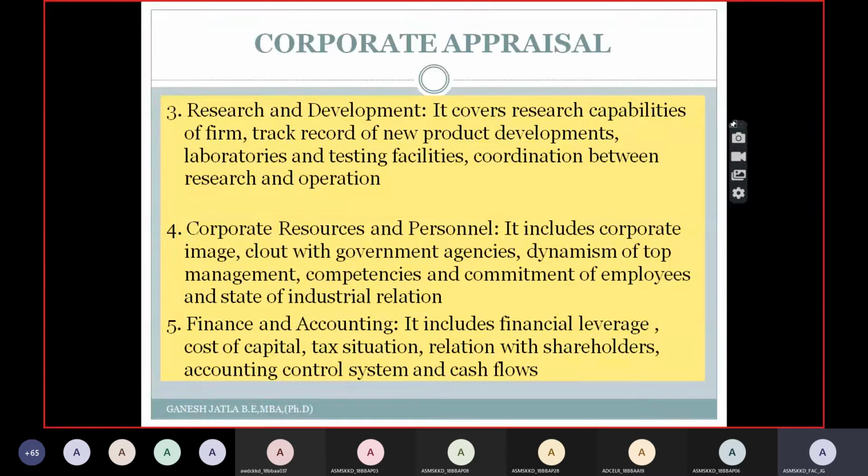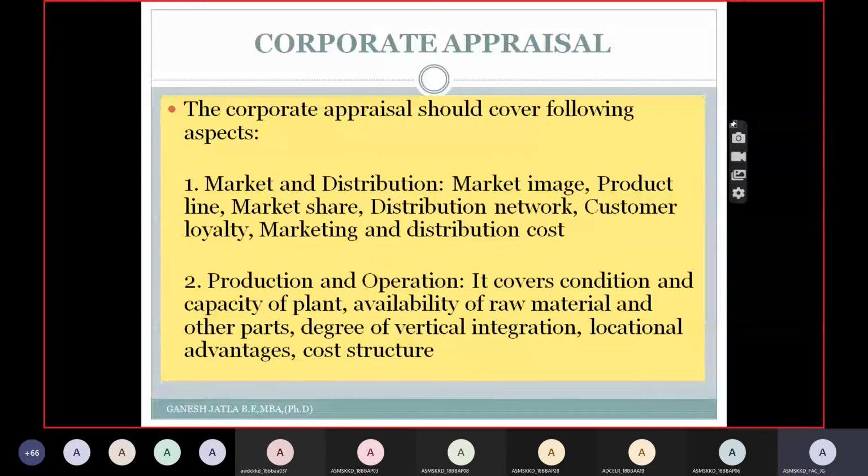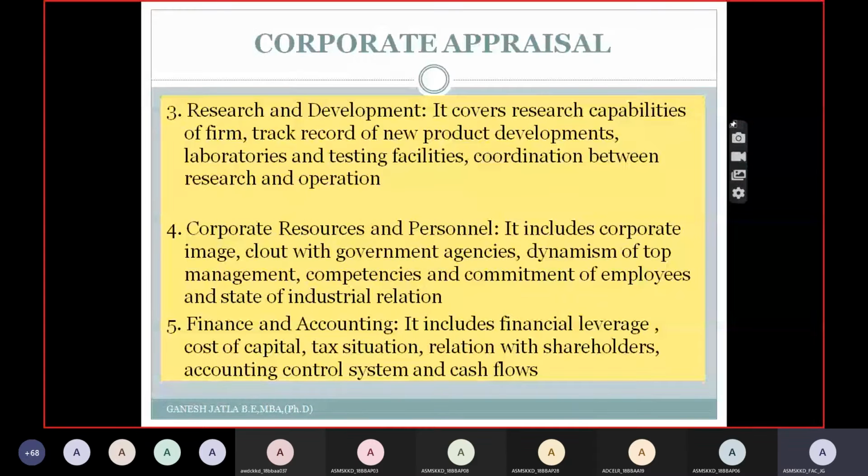So corporate appraisal is the technique wherein we appraise the firm's strengths and weaknesses in various aspects. What are the various aspects? The first one is market and distribution: what is your ability in the market and distribution? What are your strengths and weaknesses in production and operation? What are your strengths in research and development? What are your strengths in corporate resources and personnel? And the finance and accounting of your organization.